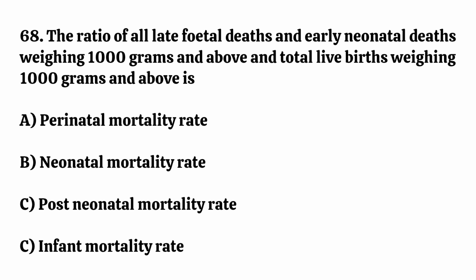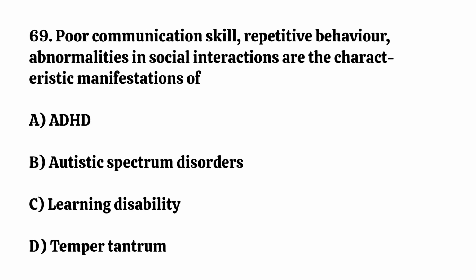The ratio of all fetal deaths and early neonatal deaths weighing 1000 gram and above and total live births weighing 1000 gram and above is A. Perinatal mortality rate, B. Neonatal mortality rate, C. Post neonatal mortality rate, D. Infant mortality rate. Answer is option A. Perinatal mortality rate.